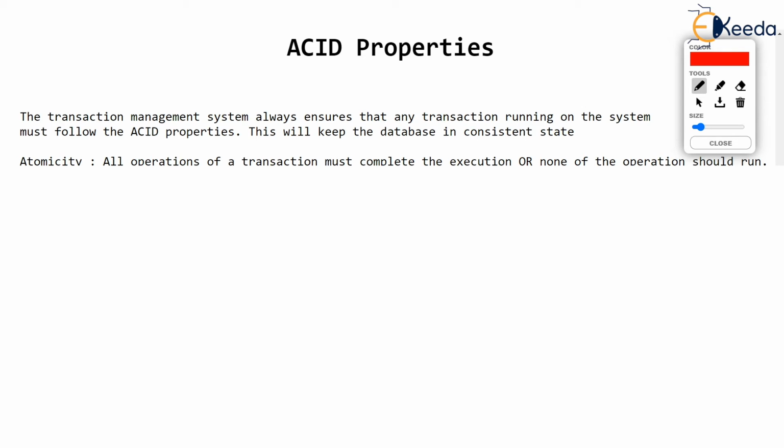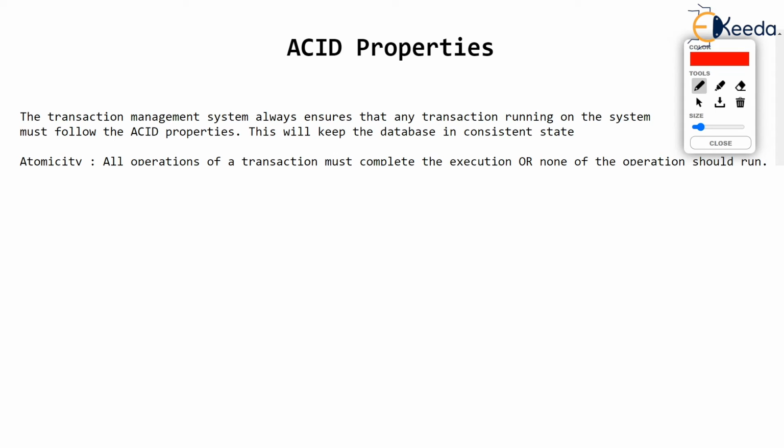And this is taken care of by a special module called the concurrency control manager module. Okay, we will come back to this isolation property and how important it is. But I hope you have understood what isolation is.